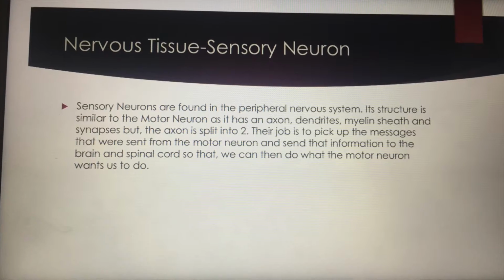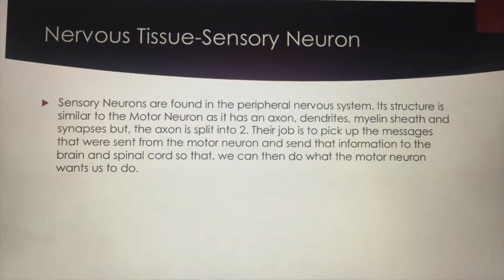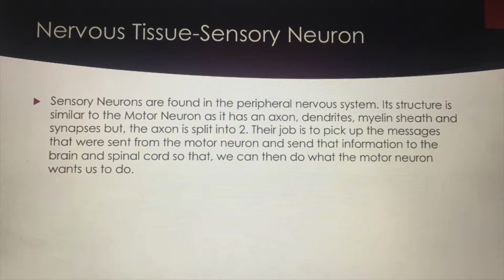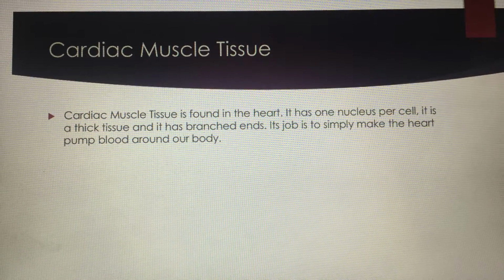Sensory neurons are found in the peripheral nervous system. It has a similar structure to the motor neuron but has a split axon. Their job is to pick up the messages that were sent from the motor neuron and send that information to the brain. Cardiac muscle is found in the heart.